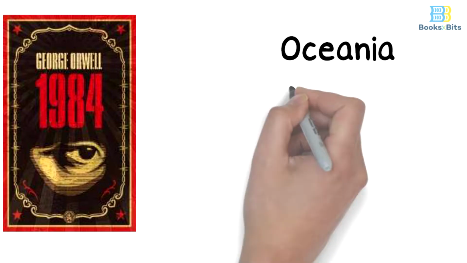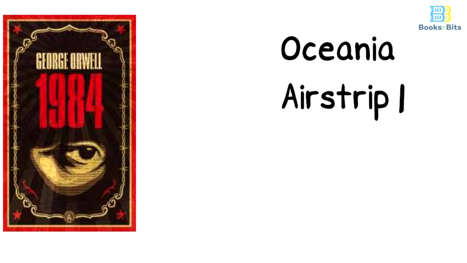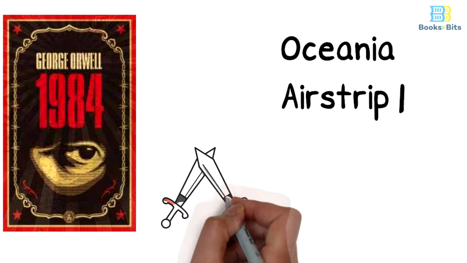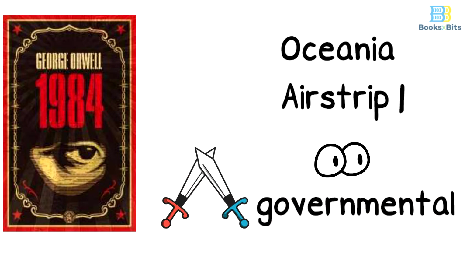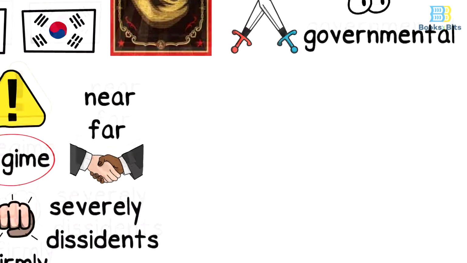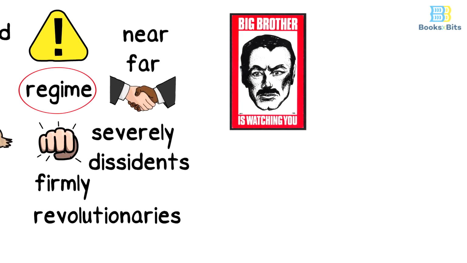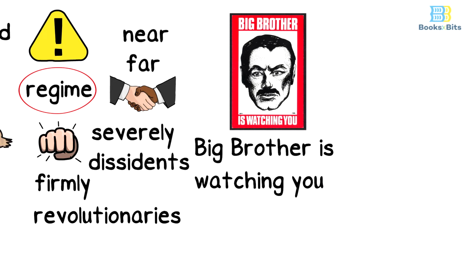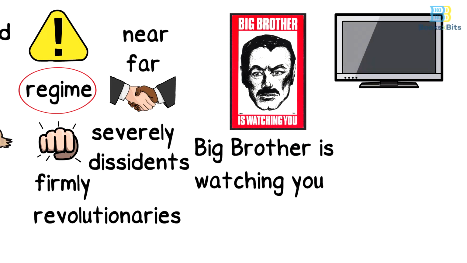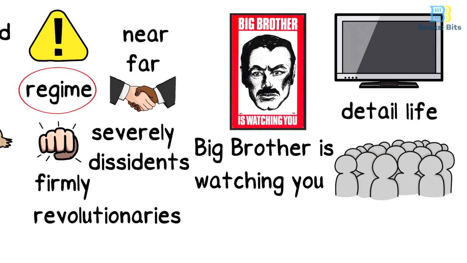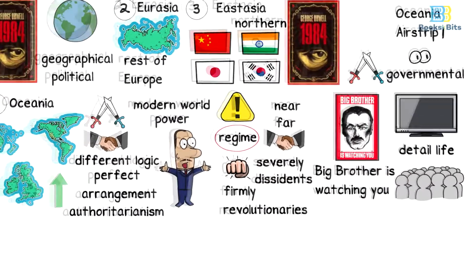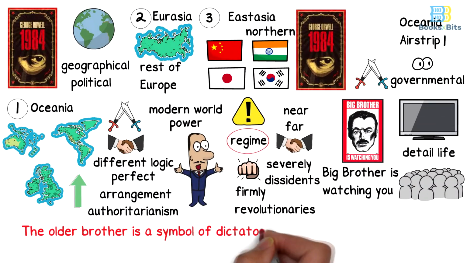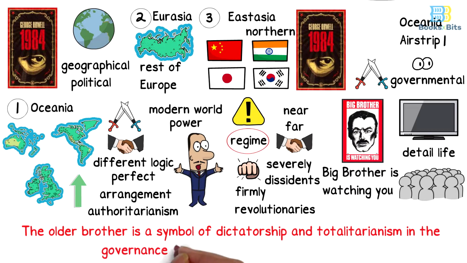The events of the novel take place in the state of Oceania, specifically in Airstrip 1, which was formerly called Great Britain, in which an atmosphere of war, governmental control and manipulation of facts and the masses prevails. Pictures and posters of the head of the ruling party saying Big Brother is watching you are spread in this district, while monitors and microphones monitor every detail of the people's private and public life. Remember, Big Brother is a symbol of dictatorship and totalitarianism in the governance that some countries have known.